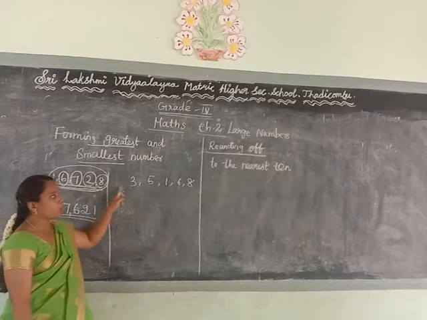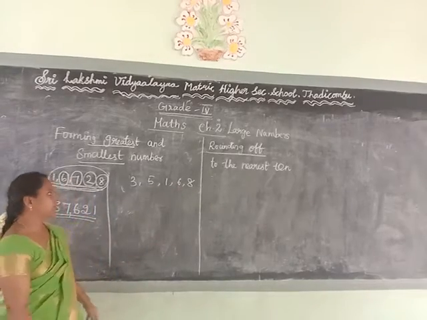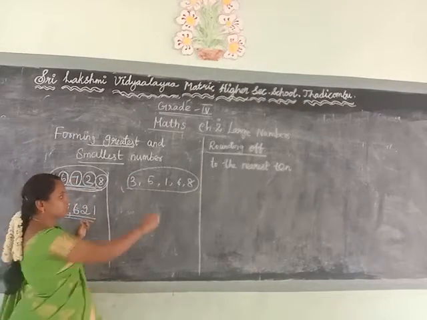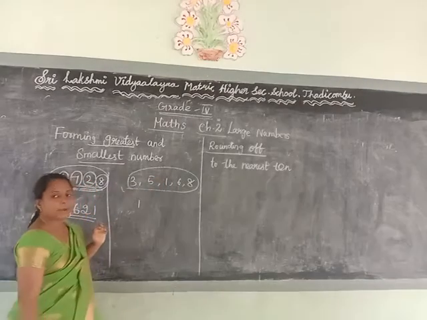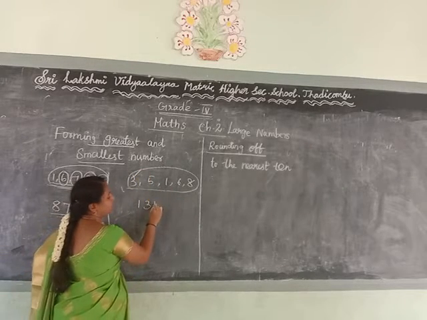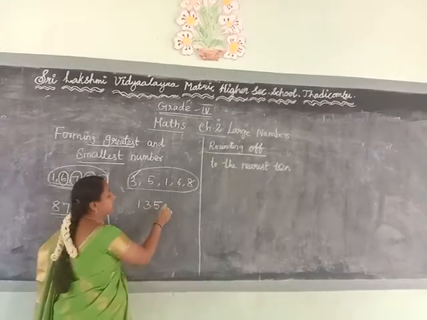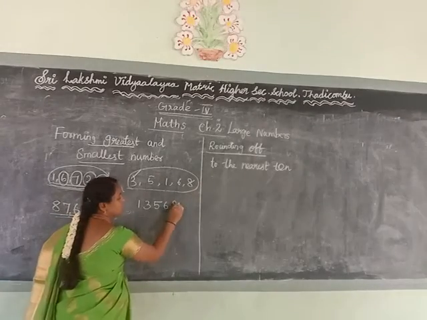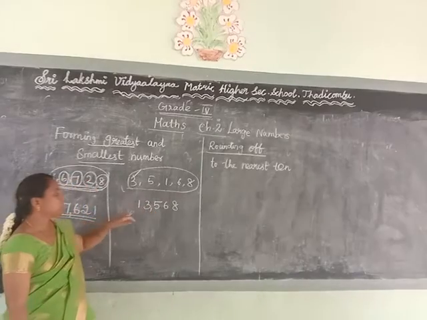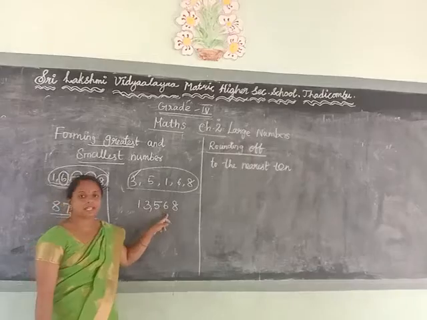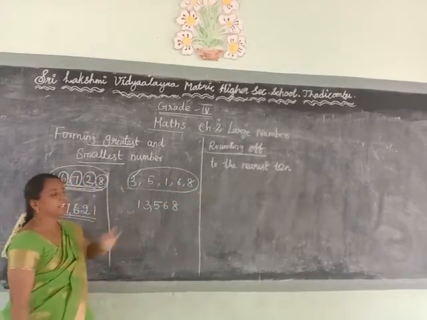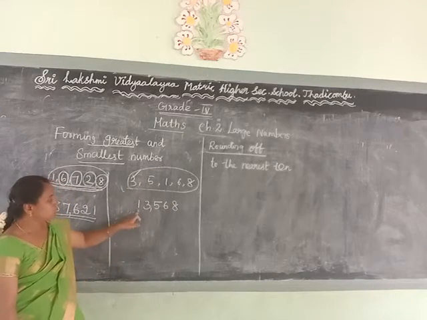Now form the smallest number using the given numbers. Comparing these numbers, which is the small number? Yes, it is number 1. Next 3. Next 5. Next, which is the small number? Yes, it is 6. And the last number is 8. Yes or no? Yes. So what is the smallest number? 13,568. So we should use all the numbers which are given. We should not leave any numbers. Okay. So the smallest number.